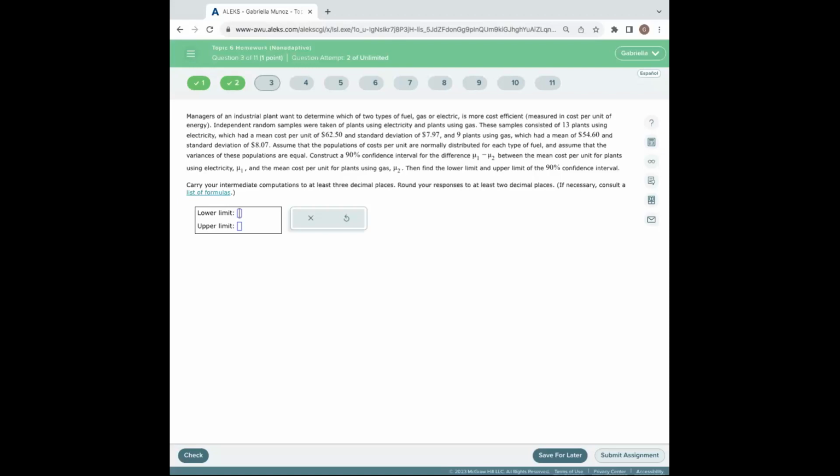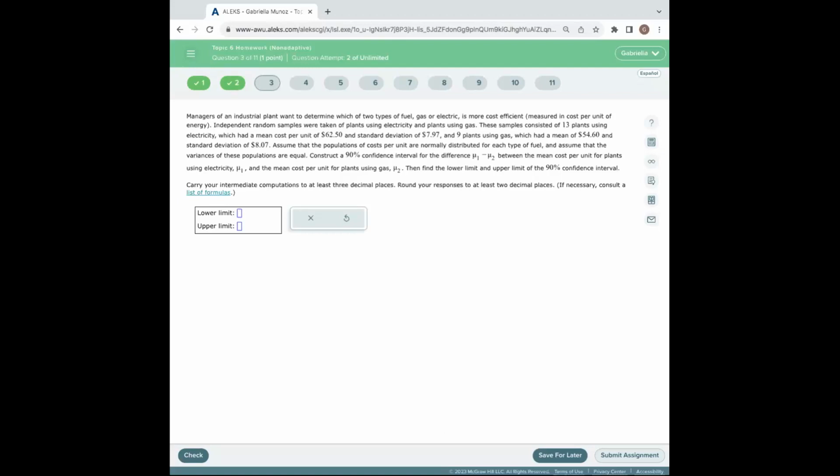So it was my fault in the last one. I used the wrong values for the sample size, which is what caused the issue. It's because there was this duplication in it. Okay. 13 plus 9, a little better.